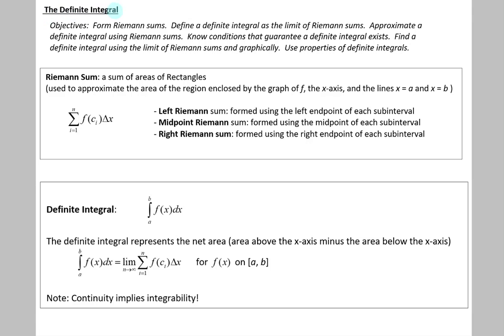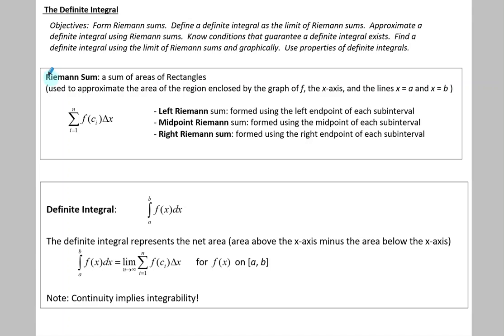The definite integral. Our objectives in this lesson are to form Riemann sums, define a definite integral as the limit of Riemann sums, approximate a definite integral using Riemann sums, know conditions that guarantee a definite integral exists, find a definite integral using the limit of Riemann sums and graphically, and use properties of definite integrals.